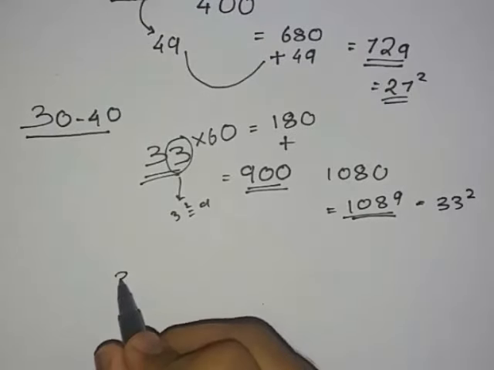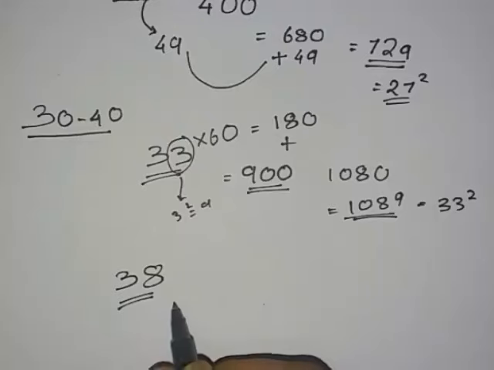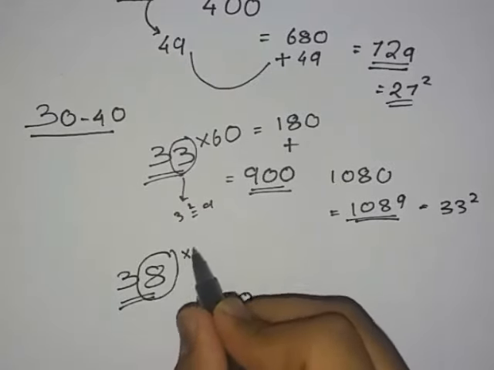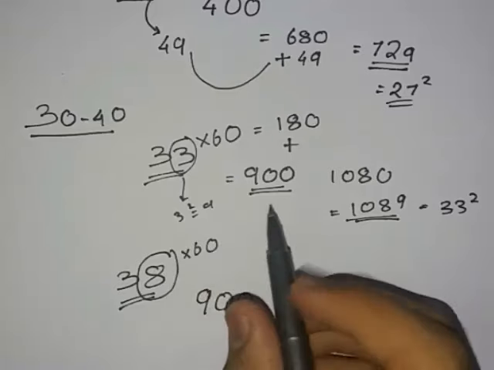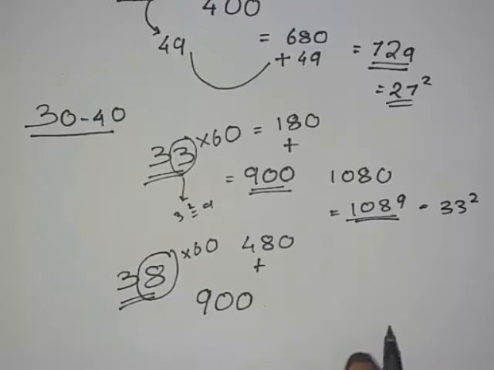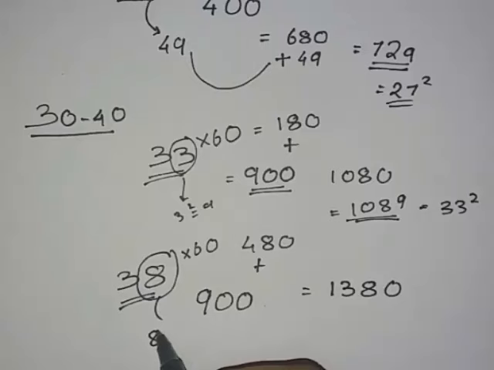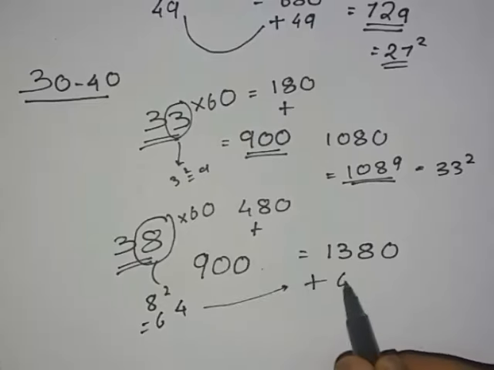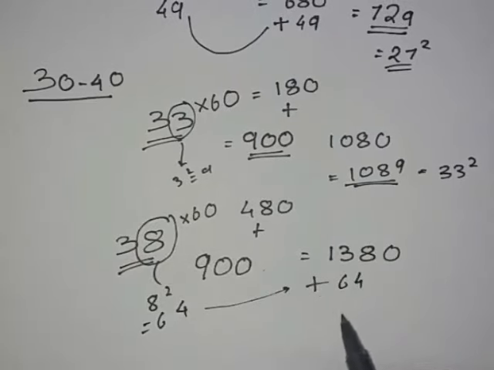Okay, for your sake, let's take 38. Take the standard value 900 and take the last digit 8 multiplied by 60. 8 6s are 48, so 8 60s are 480. Add these things: 900, 1000, 1100, 1200, 1300, we get 1380. Square the last digit, 8 square equals 64. Now we have the value 64. Add 64 to 1380, we get 1444, nothing but 38 square.